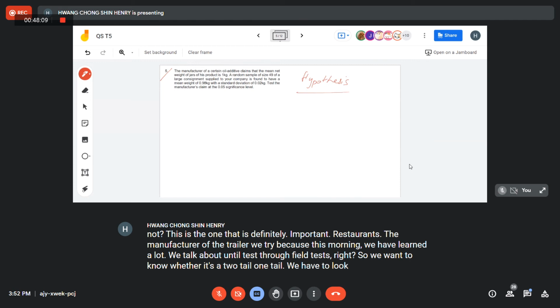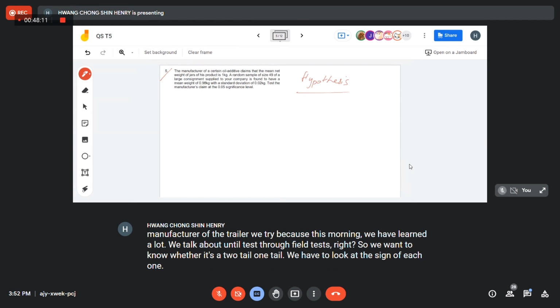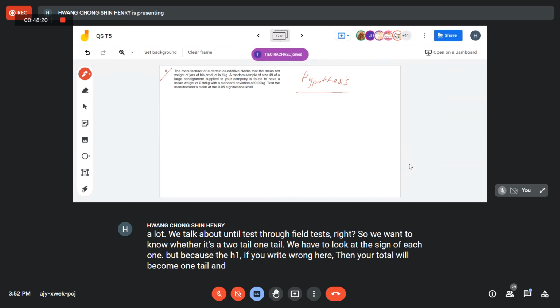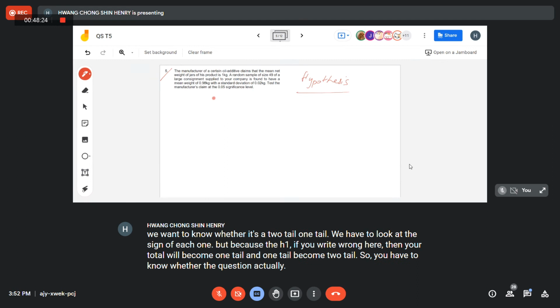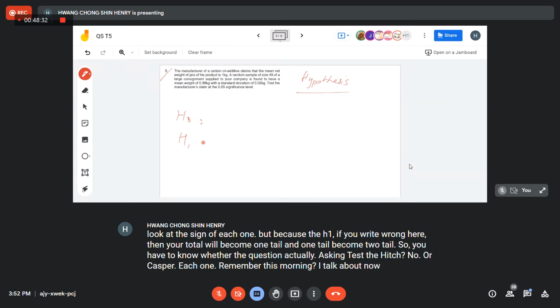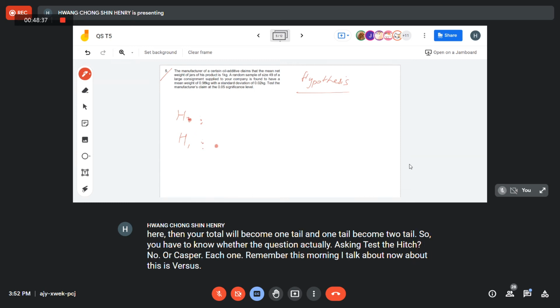We have to look at the sign of H1. Because if you write H1 wrongly, then your two-tail will become one-tail, and your one-tail becomes two-tail. So you have to know whether the question is actually asking to test the H0 or test the H1. Remember this morning I talked about null hypothesis versus alternate hypothesis. Okay, let's read the question carefully.